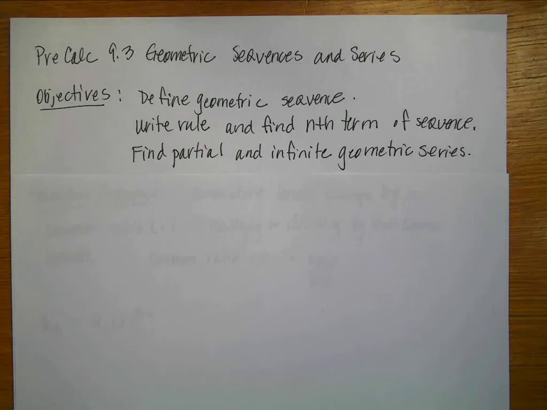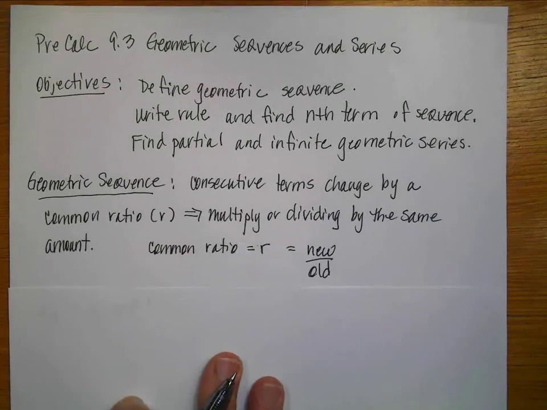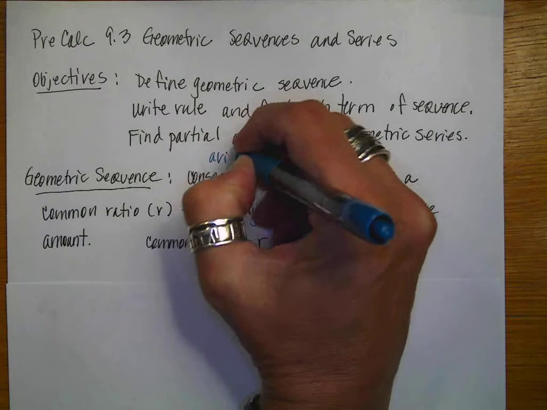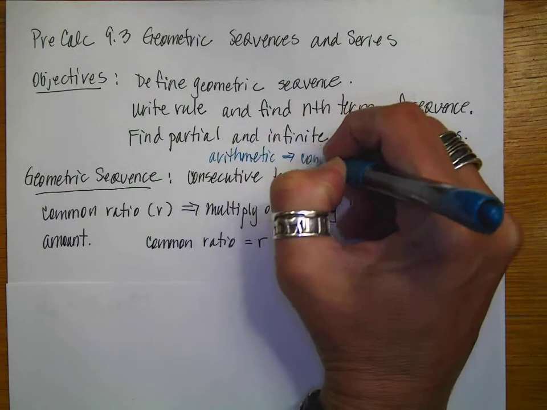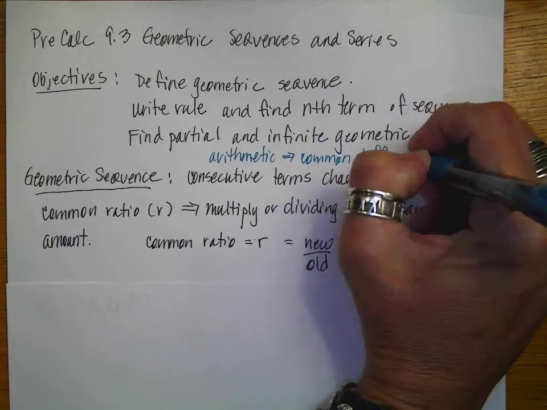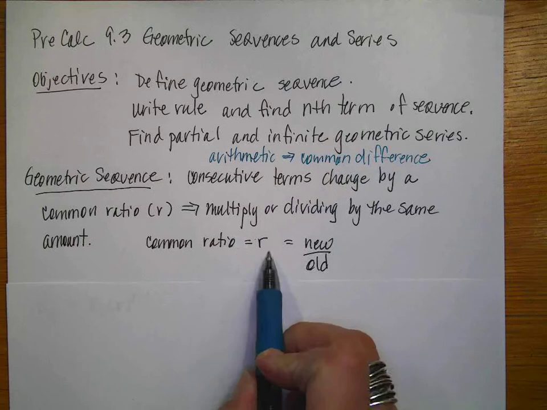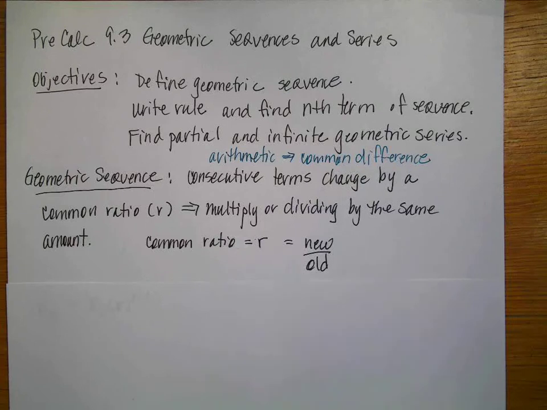All right, so a geometric sequence is a sequence where the consecutive terms change by a common ratio. Remember that for arithmetic, we had a common difference. Now we have a common ratio, which means that I am multiplying or dividing by the same amount. So a common ratio is called R, and it is new divided by old.